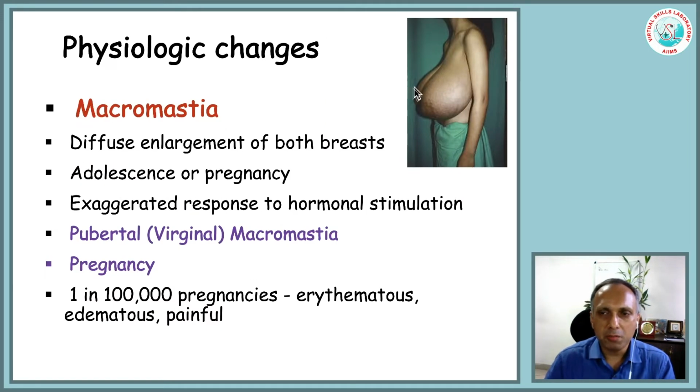Another condition which may be an exaggerated form of physiological change is macromastia. As you can see in this patient, there is diffuse enlargement of both breasts. This occurs predominantly during adolescence or pregnancy. It is due to an exaggerated response to hormonal stimulation. It is sometimes also known as pubertal or virginal macromastia. It may also occur during pregnancy. It occurs in 1 in 1 lakh pregnancies and results in a very edematous, painful breast.